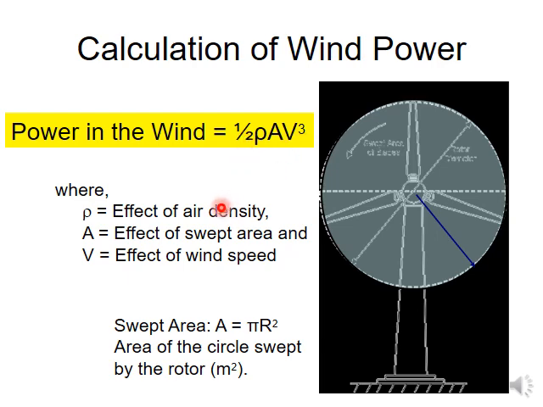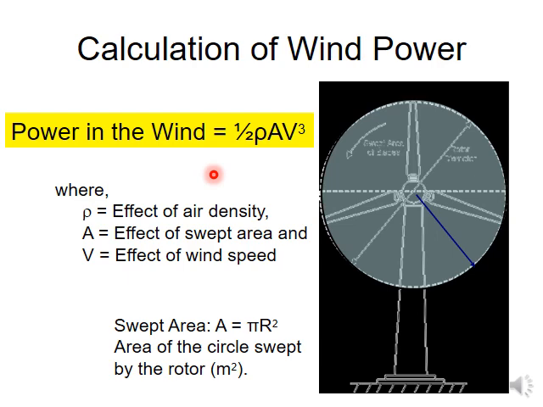Here rho is the density of the air, A is the swept area. Swept area means, if the blades are rotating, how much area they are sweeping, and effectively, if r is the radius of the blade, then this area will be pi r square. And v is the velocity of the wind, and v cube is there. That means a change in velocity will abruptly change the quantum of power striking the turbine.